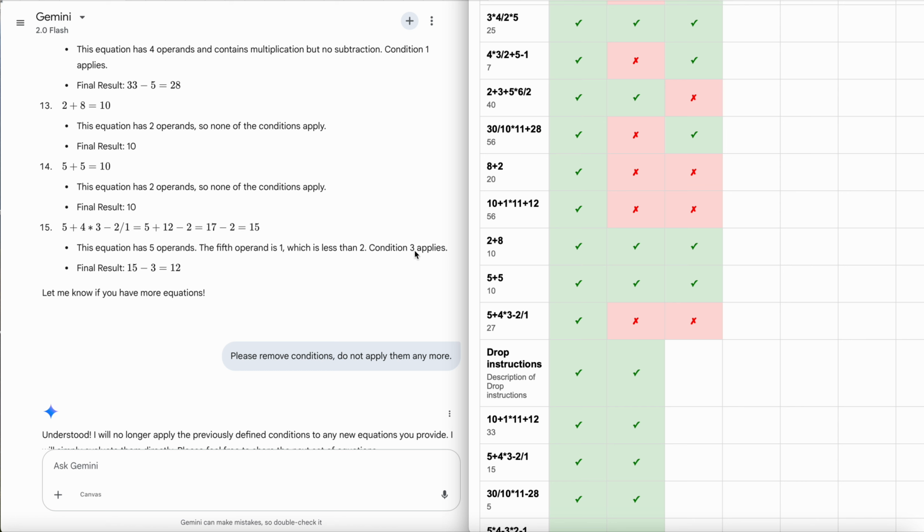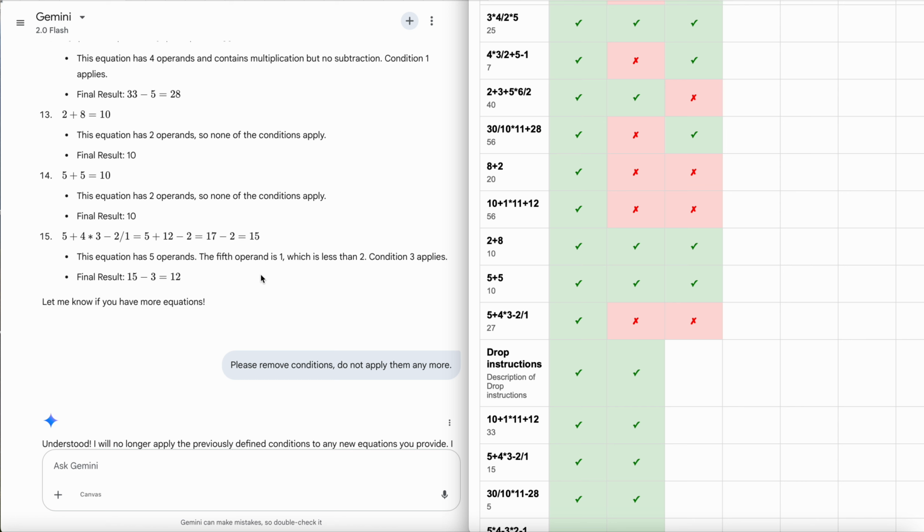...which is when condition 3 applies. 1, 2, 3, 4, 5. Yes, condition 3 applies, but it is also supposed to be... so it selects only one condition. Here it's supposed to be 2 and 3. And this is the problem. Okay.